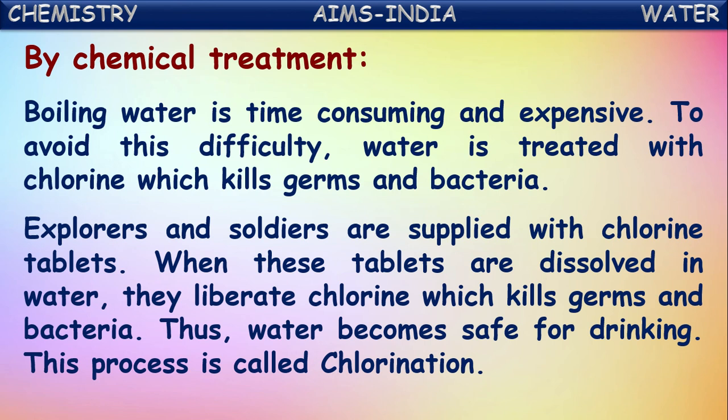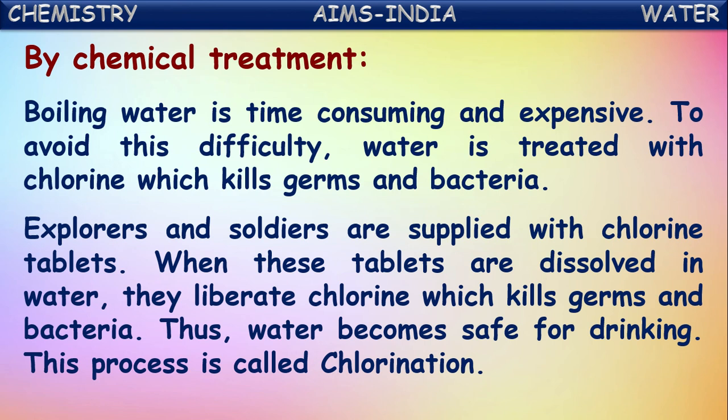One of them we told is boiling, but boiling needs continuous burning. So burning of fuel for 10 to 15 minutes may consume more fuel. So to avoid that difficulty, there is another process, chlorination. In that, chlorine gas is passed into the water which contains germs and bacteria. This chlorine gas has a property to kill the bacteria and germs present in it. In that way, water is made safe for drinking. This process of killing germs and bacteria by passing chlorine gas is called chlorination.